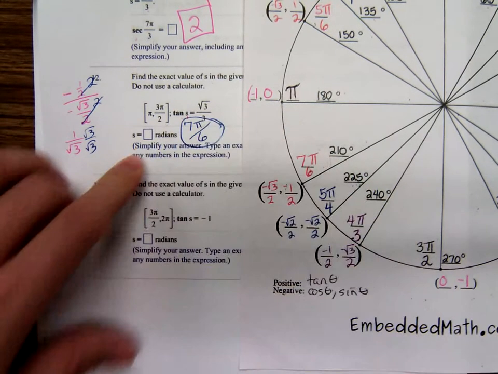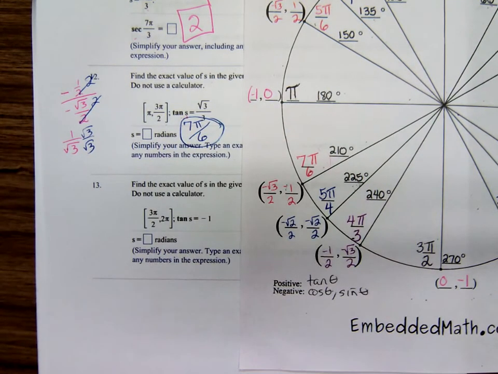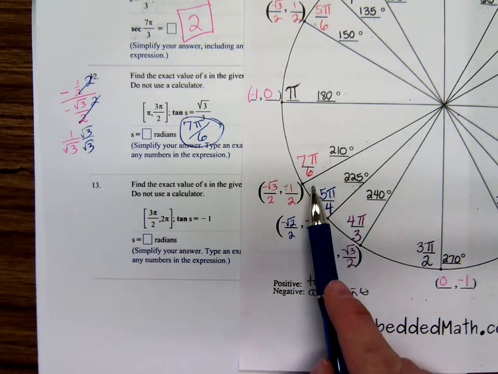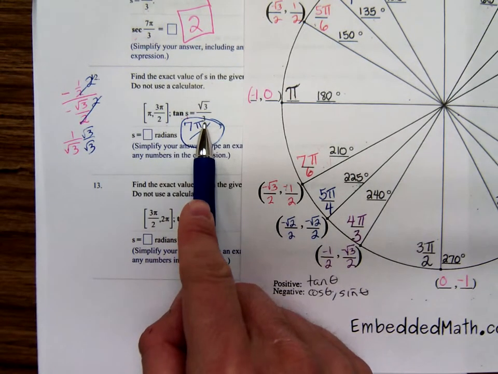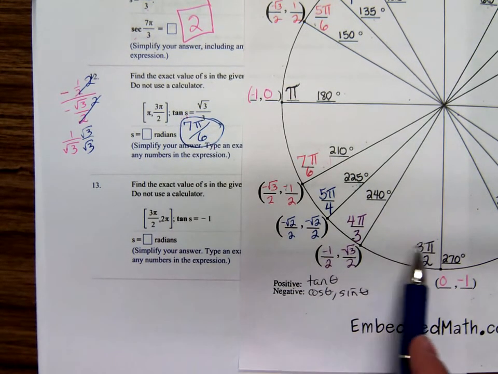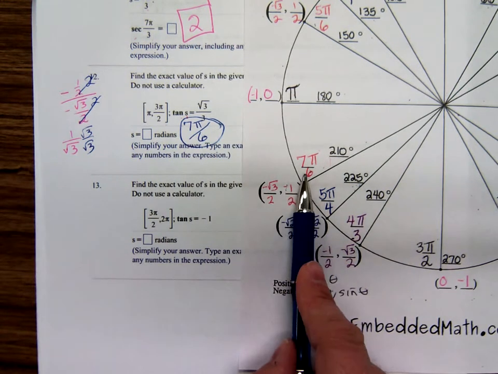Here you're sort of going in reverse. That's how you do everything in math. You do it one way, then you do it the other way, in reverse. You FOIL and then you factor in algebra. So here we were told that the tangent was square root of 3 over 3, and we had to figure out the angle value. And the angle is 7 pi over 6.